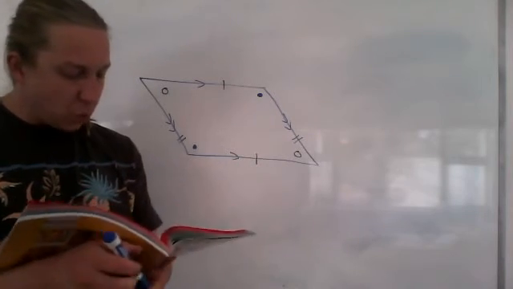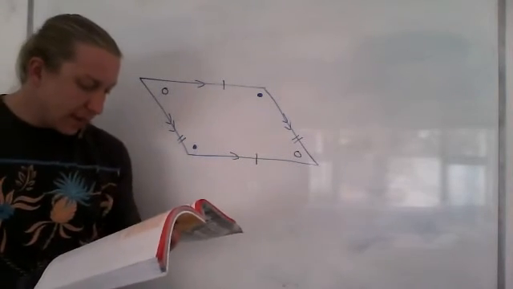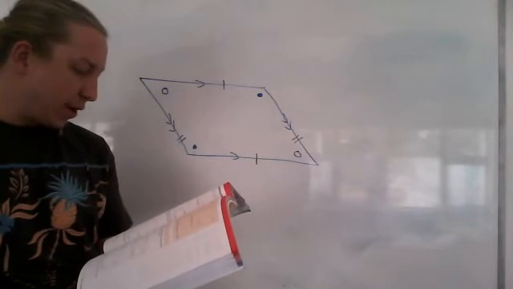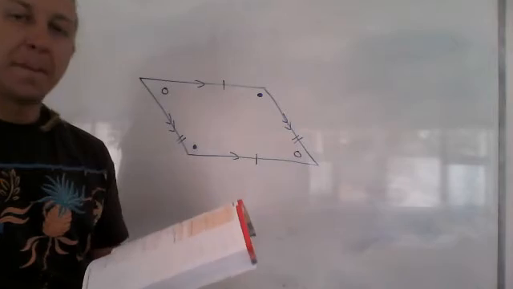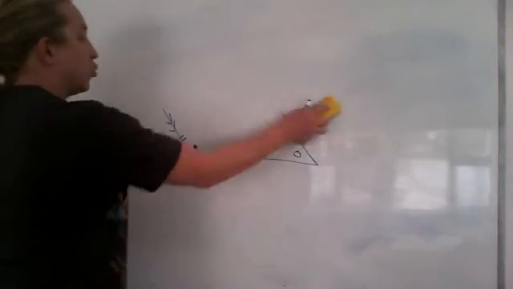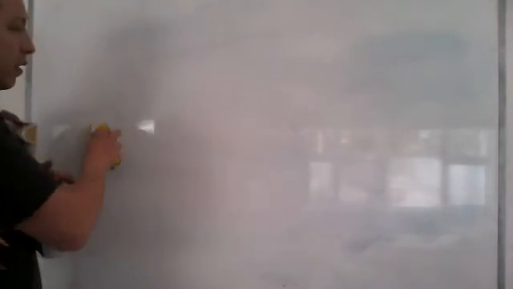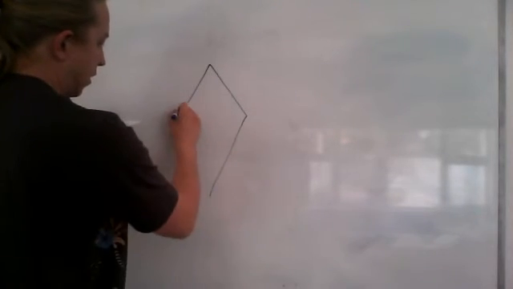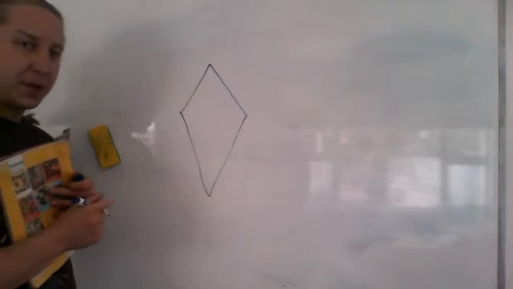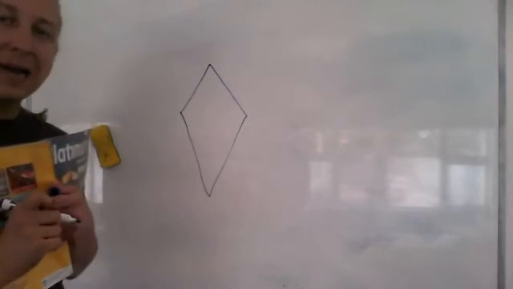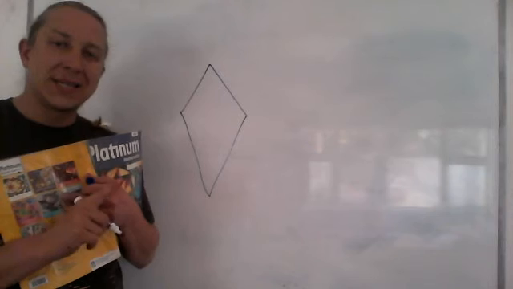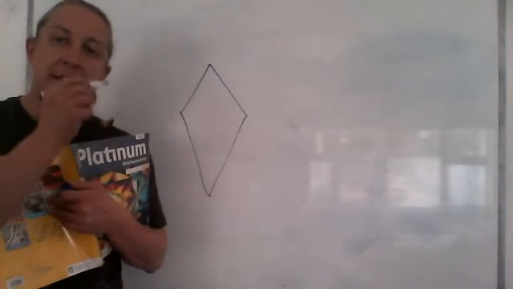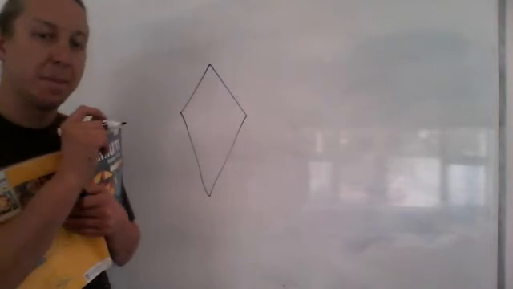A kite has one pair of equal angles. The equal angles are opposite each other. They are at the point where the unequal sides meet. Okay, let me draw that for you. So we have a kite that looks like that. Okay, so they say a kite has a pair of opposite angles, and those opposite angles are where the two unequal sides meet.